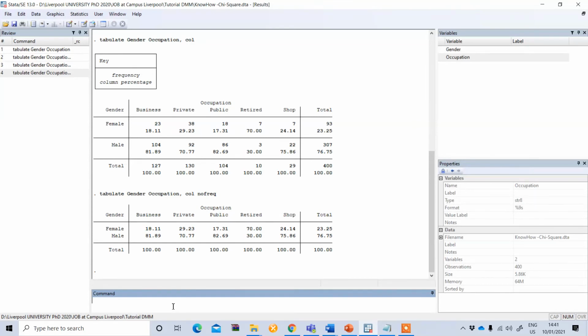Next, this is only showing the frequency distribution between these two variables. However, if you would like to see whether the relationship between these two categorical variables, that is gender and occupation, is statistically significant, we need to perform a chi-square test. To perform the chi-square test, it is very easy. You just need to write chi-square after any of the above formulas that we have discussed.